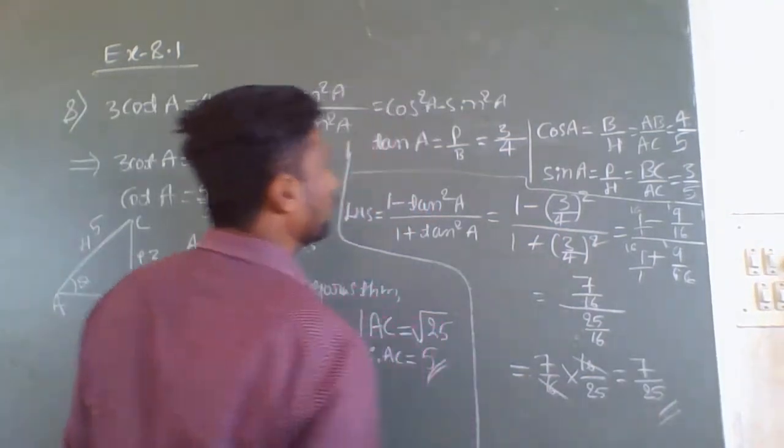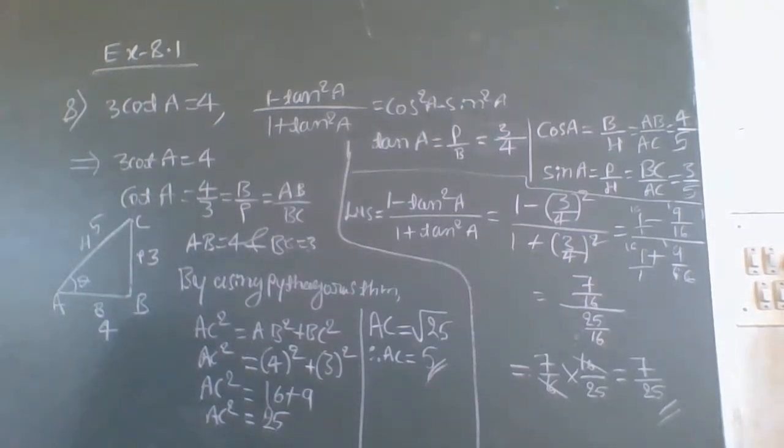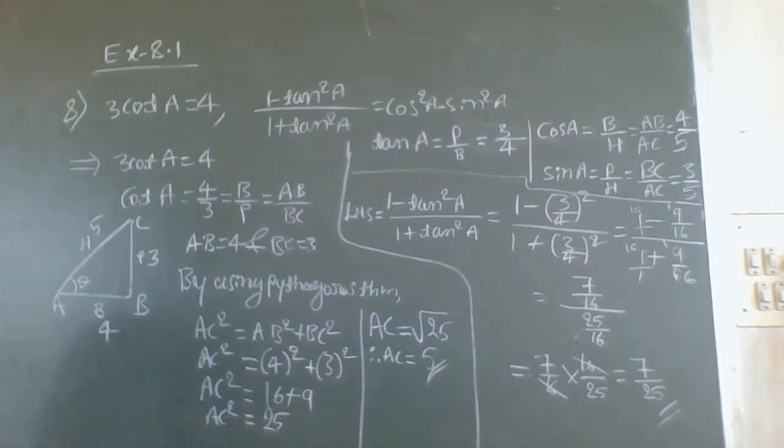So now we have to check cos square A minus sin square A. So now I will write it here.